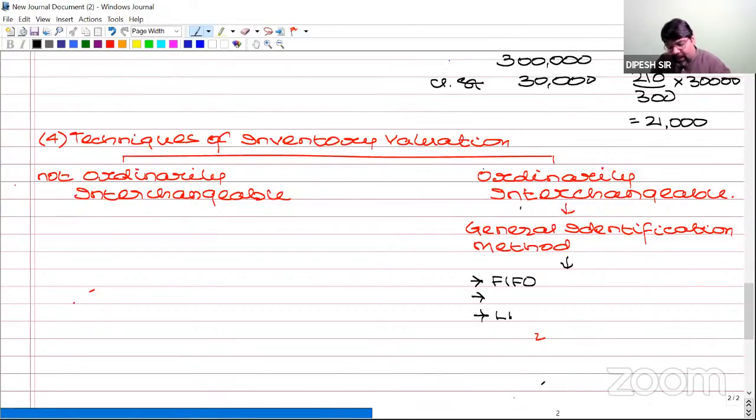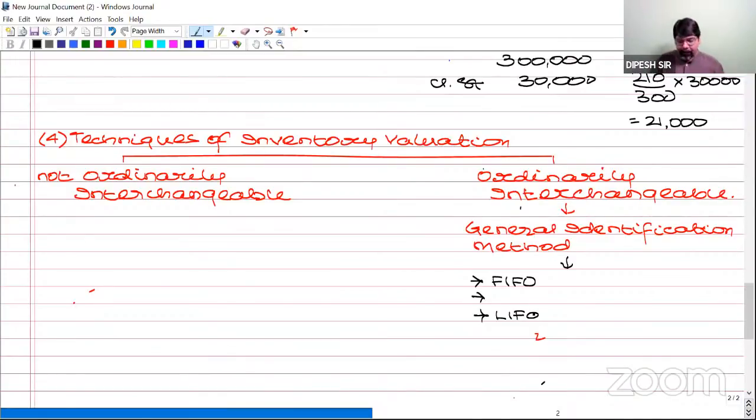Or we can apply LIFO, last in, first out. That means we will sell goods from the last lot first. We have sold goods from the 5th lot, then from the 4th lot, then from the 3rd lot, then from the 2nd lot. So the pens which are left are from either the first lot or the 2nd lot.